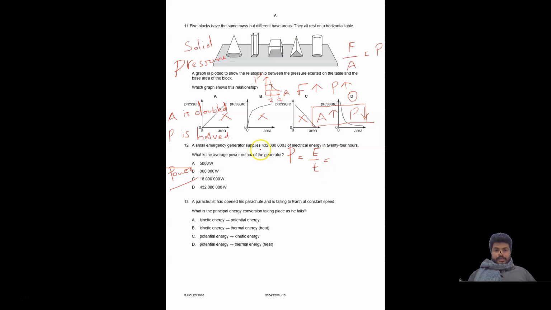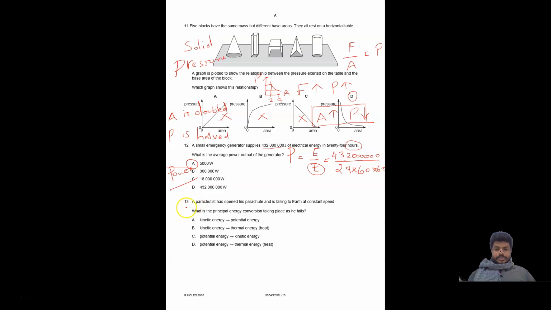Okay. Here it is given electrical energy directly. The values are given here. So 432 million, 1, 2, 3, 4, 5, 6 zeros, divided by time. Time must be in seconds. It is given in hours, so you have to convert 24 hours into seconds. So 60 multiplied by 60. Okay. If you divide, you will get the answer 5000 watts. You can check from your calculator.